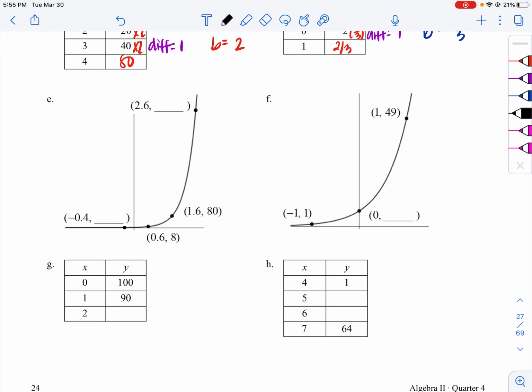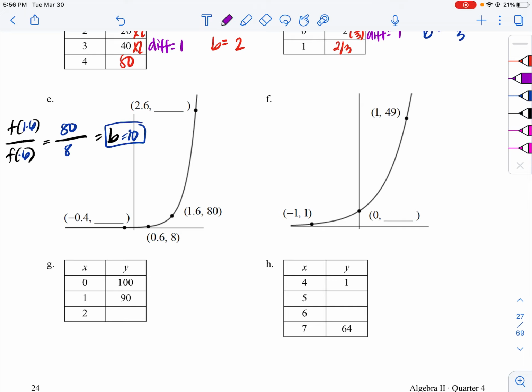Okay, let's set up this one. F of something equals the b value. So what numbers? I have 2 things missing. So what numbers do I have to use? I'm going to use this. Because 1.6 is bigger than 0.6, 1.6 goes on the top. And 1.6 has a y of 80. 0.6 has a y value of 8. So 80 divided by 8 is going to be a b value of 10. Okay, so our b value over here is 10.